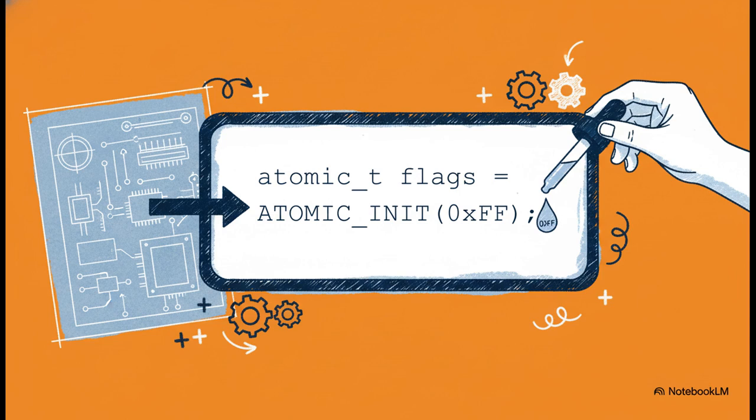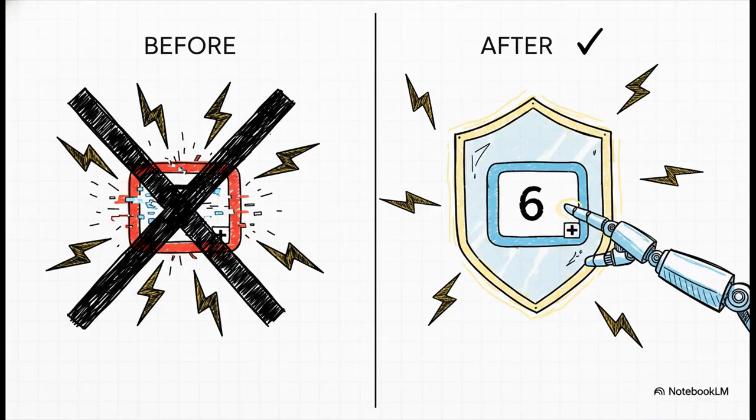First things first, you have to actually declare an atomic variable. And it's incredibly easy. You just use the special atomic_t type. By default, that's going to be initialized to 0 for you, but if you need a specific starting value, like the hexadecimal FF you see here, you can just use the ATOMIC_INIT macro to set it up exactly how you want, right from the get-go. Let's go back to our counter problem. Instead of a regular integer that can get corrupted, we define it as atomic_t call_count. Then, whenever we need to increment it from any thread or any interrupt, we just call atomic_inc.